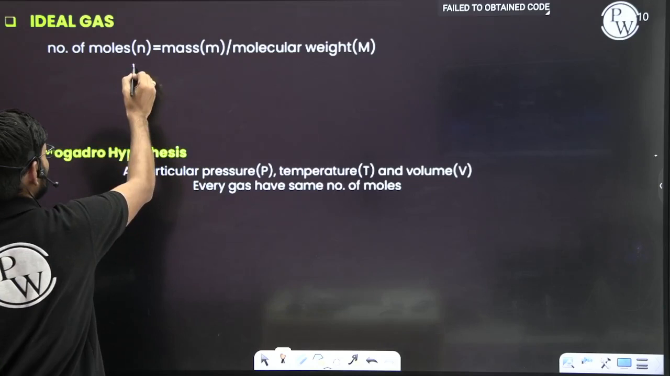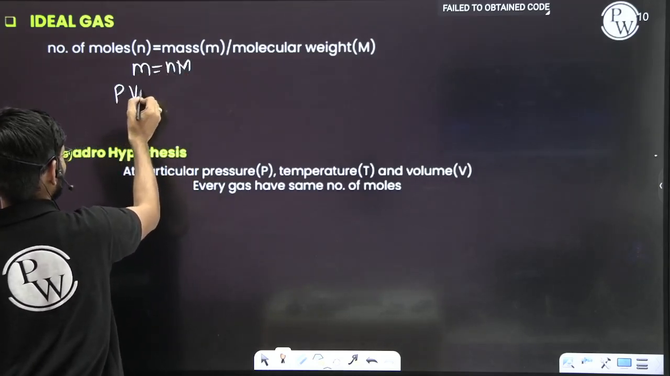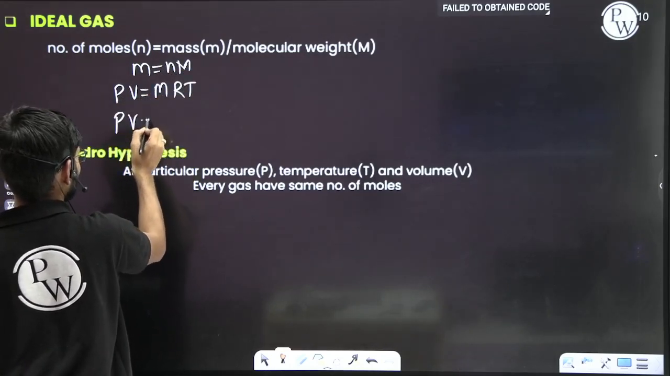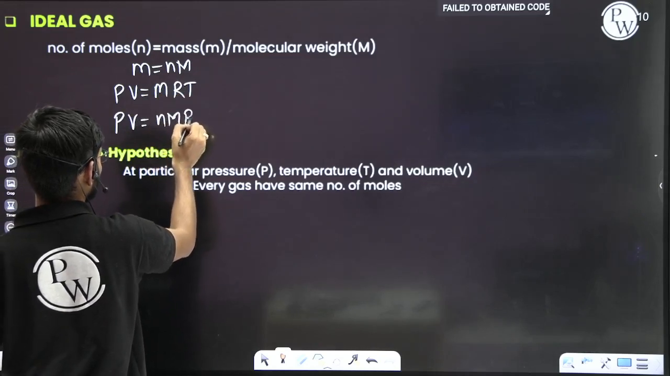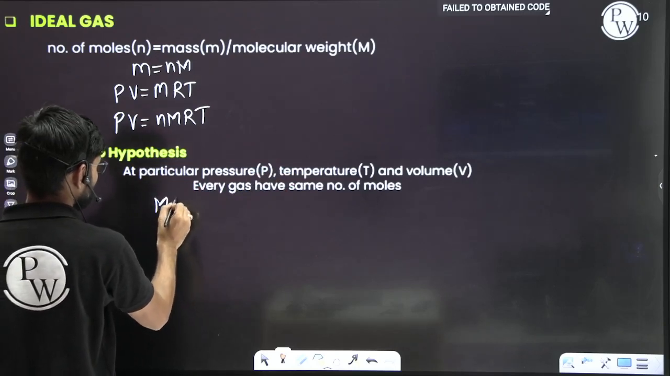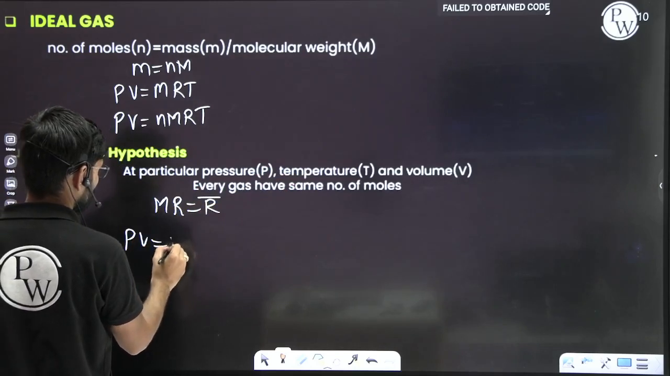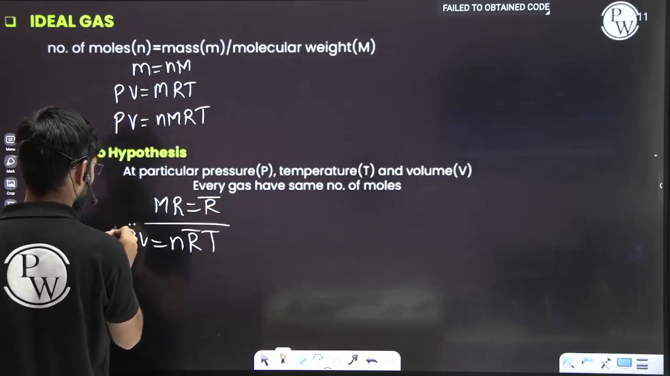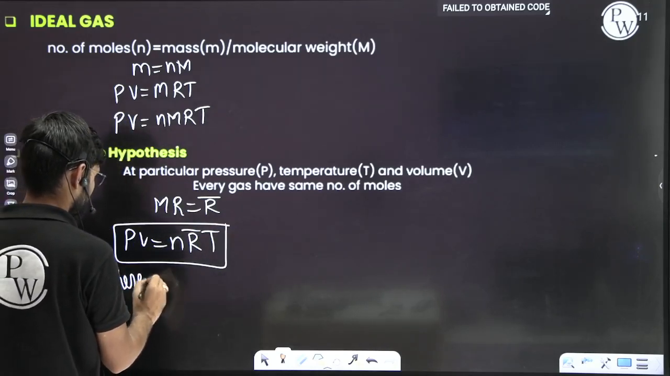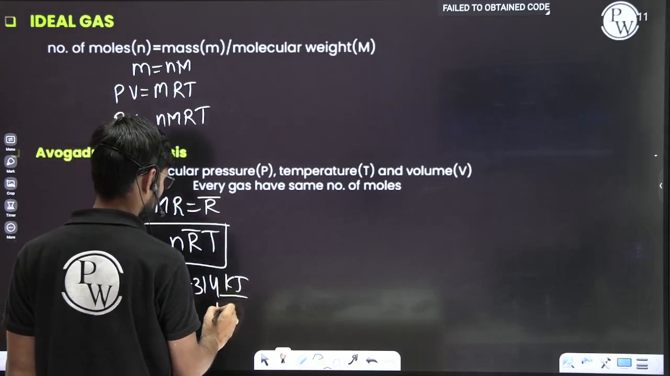So here I can write m is equal to n into capital M. Then we can write PV is equal to mRT. In place of m we can write PV is equal to n capital M RT. So this is the Avogadro hypothesis. As per Avogadro hypothesis, M into R is equal to R bar. So we can write PV is equal to n R bar T, where R bar is equal to 8.314 kilojoule per kilomole Kelvin.